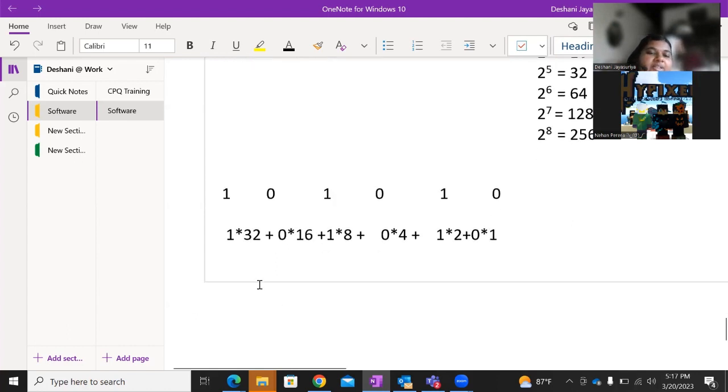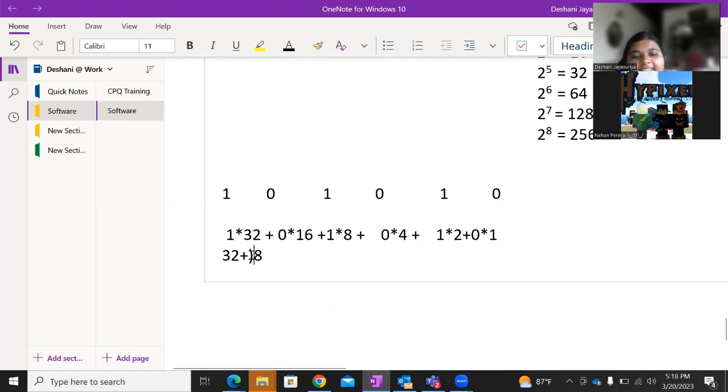Like this. So now we have to only get the values where the 1 is going to get multiplied. Okay, so we are getting 32. We are removing 16 because it is 0 into 16. This is 1 into 8, so we are taking 8. This is 0 into 4, which is 0 again, so we are not adding it.